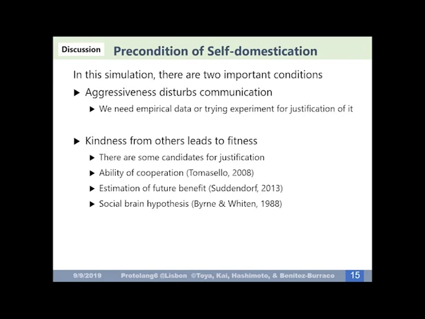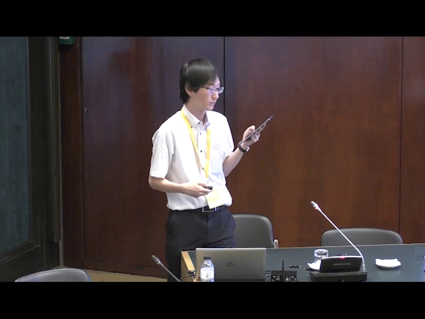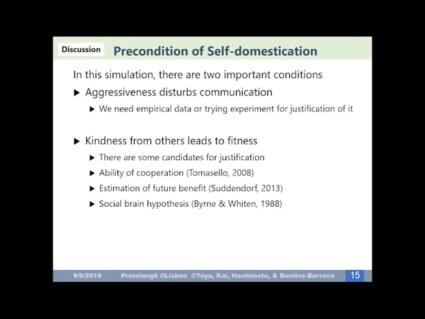Okay. The next discussion is about the preconditions of self-domestication. In this simulation, there are two important preconditions. One is that aggressiveness disturbs communication. However, we need empirical data or experiment for justification of this. Another one is that kindness from others raises fitness. There are some candidates for justification: ability of cooperation, estimation of future benefit, and the social brain hypothesis.